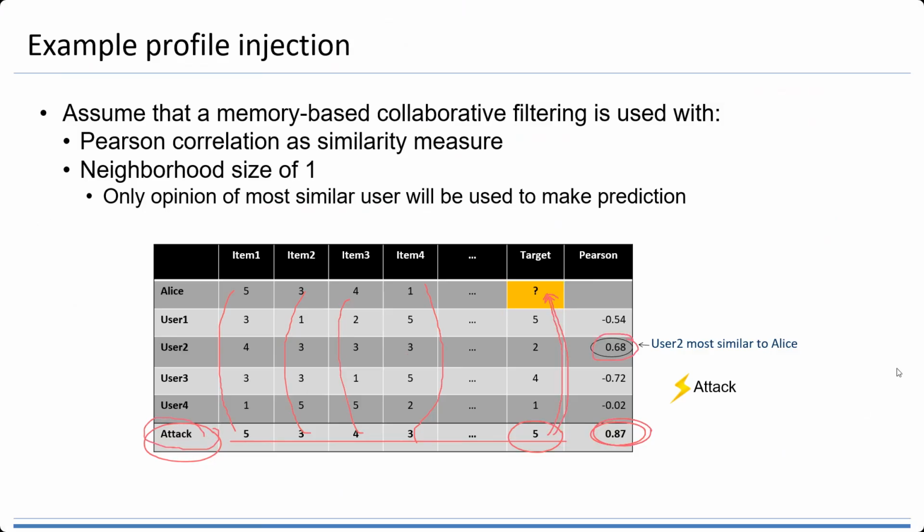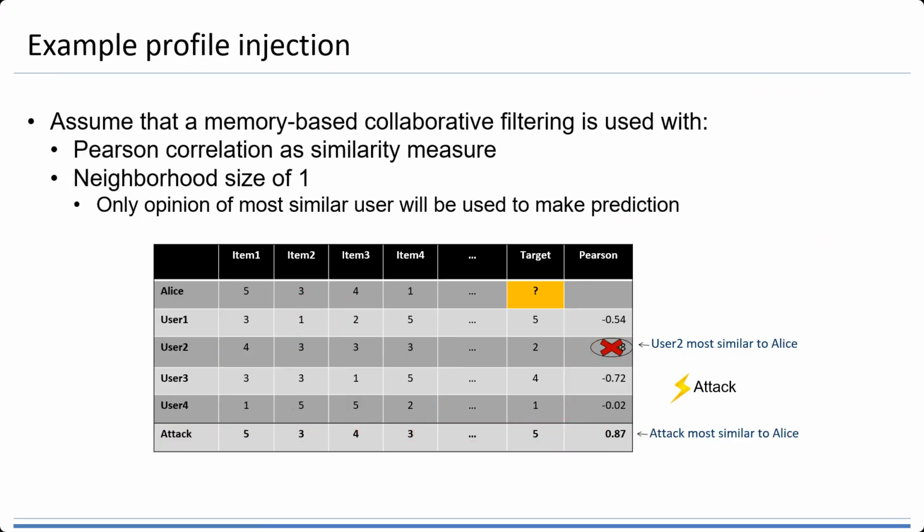This is a fake user. So the attack is the most similar to Alice, and the recommender system will use this one. The problem now arises when the attack appears more. Of course, it will give more confidence to the recommender system to give the recommendation to Alice.